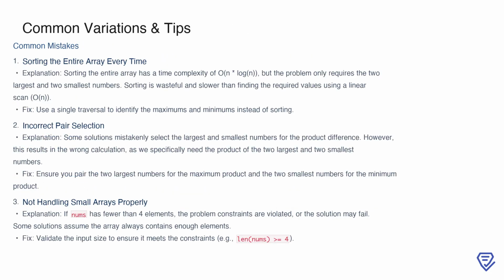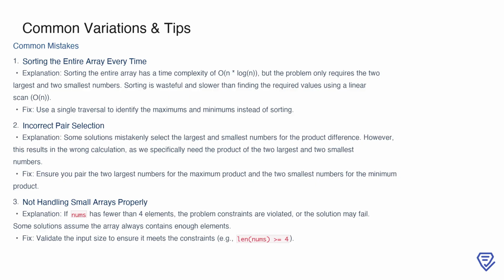When solving this problem, there are a few common mistakes to watch out for. First, many people attempt to sort the entire array every time they solve the problem. While sorting can work, it comes with a time complexity of n log n, which is unnecessary here. Since we only need the two largest and two smallest numbers, a linear scan with n complexity is both faster and more efficient.